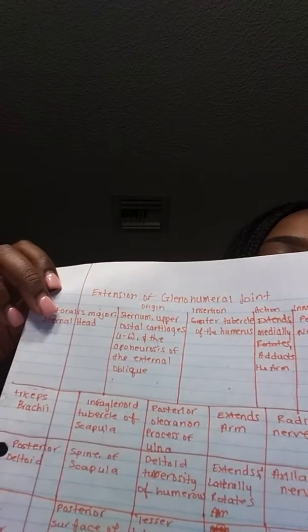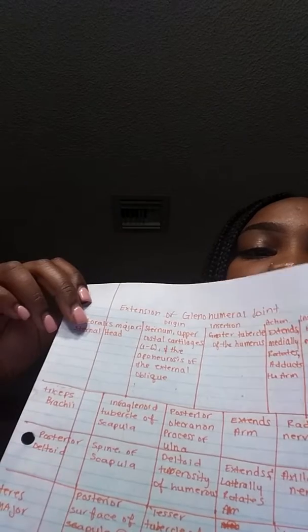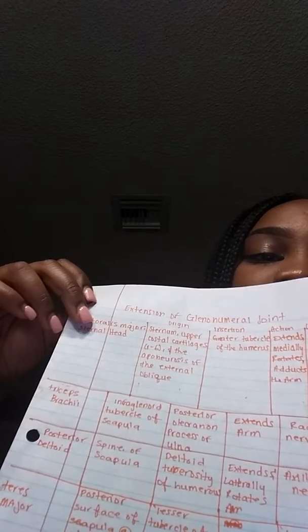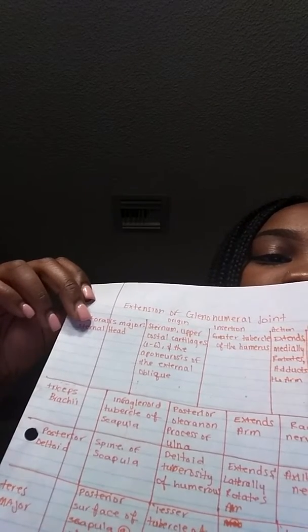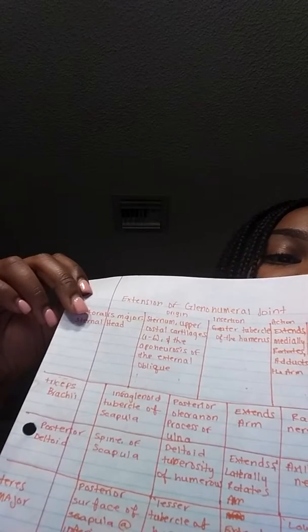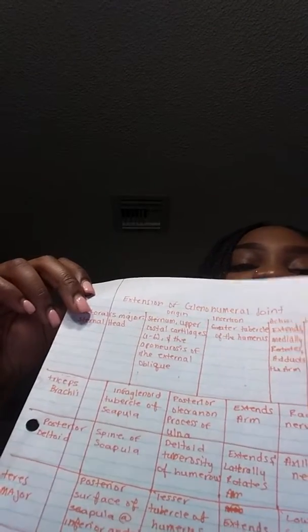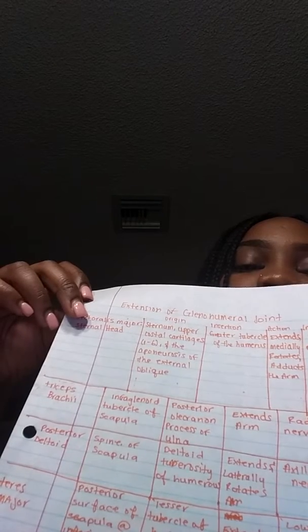So the origin for the pectoralis major sternal head would be the sternum, the upper costal cartilages, which is 1 through 6, and the aponeurosis of the external oblique. Sorry for mispronouncing that. The insertion would be at the greater tubercle of the humerus.